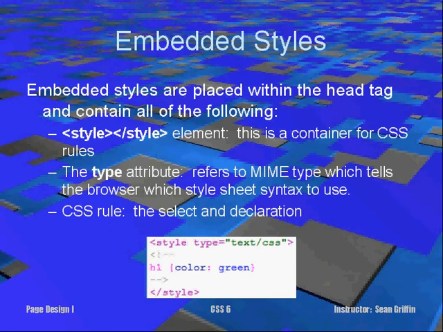Embedded styles are placed within the head tag and contain all of the following. Style, a type attribute, and a CSS rule. Look at the example at the bottom. You must have, within your head tag, style tags. They open and close, and in between the style tags are all of your CSS rules.